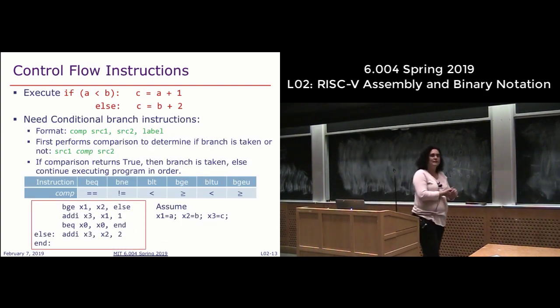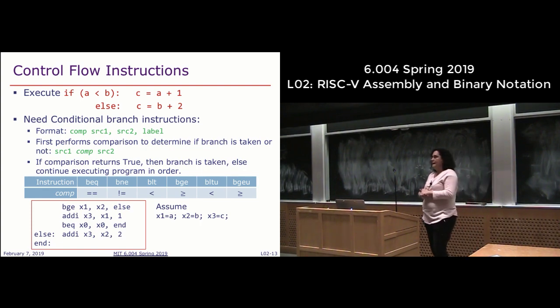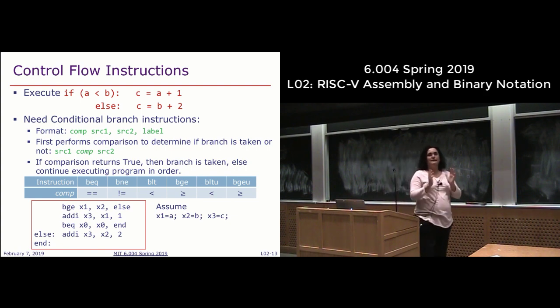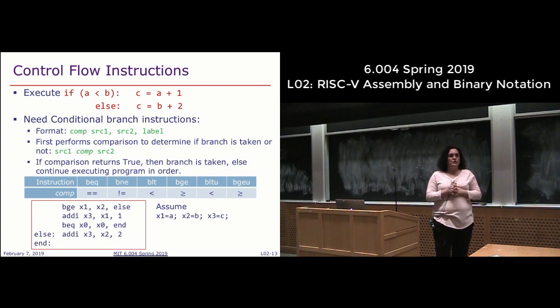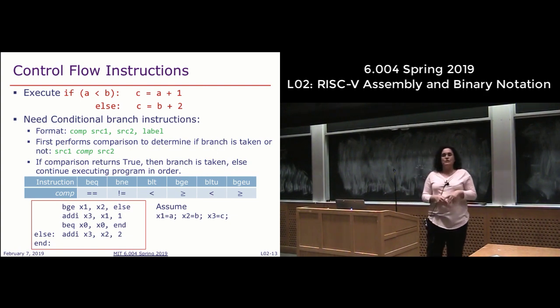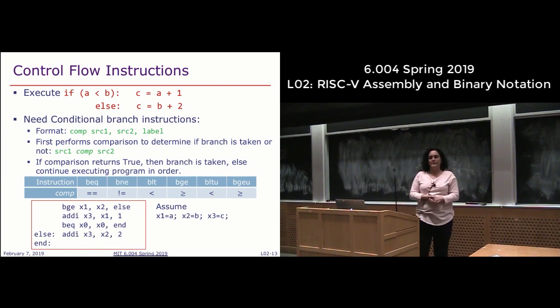Okay, now we're done with the computational instructions, and so we know how to compute any kind of high-level instruction at this point. So now we're going to move on to control flow. Suppose I had the statement right here, which is: if A is less than B, then set C equal to A plus 1. Otherwise, set C equal to B plus 2.